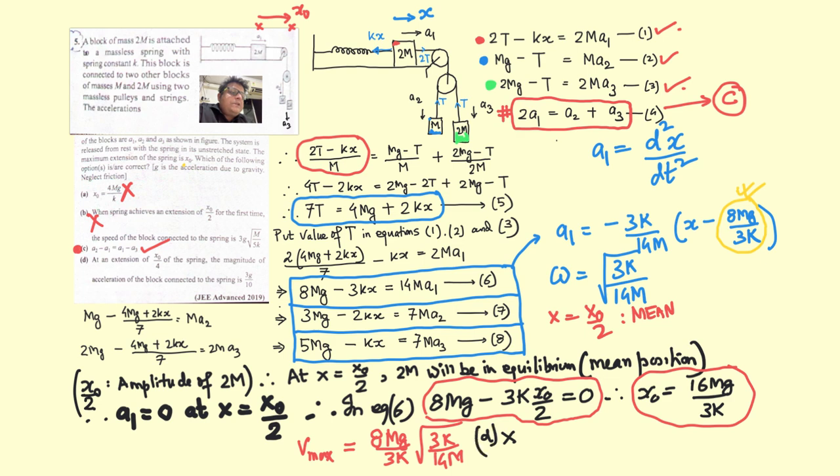To check D, say x equal to x naught by 4, that means 4mg by 3k. So what is a1, the acceleration? a1 is equal to 8mg minus 3kx, that means 8mg minus 4mg divided by 14m. So that is 4mg by 14m, that means 4 by 14, that is 2 by 7 g. So it is 2g by 7. So even D is not correct. So after huge effort, you end up getting only the constraint equation as correct.